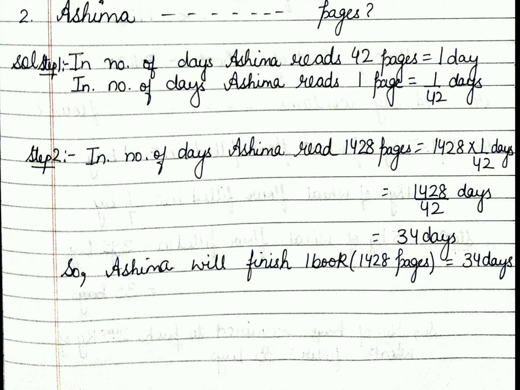Then second step, in number of days Ashima reads 1428 pages is equal to what? You are finding many, so this is many. When you are finding many, what do you do? 1428 you have to multiply by 1 by 42 days, this one day. Clear? And when you multiply it, 1428 you multiply with 1, and down there is 42, nothing else written, so 42 will come down as it is. Then when you divide it, the answer will come 34 days. Clear? So you write, Ashima will finish one book in 34 days.